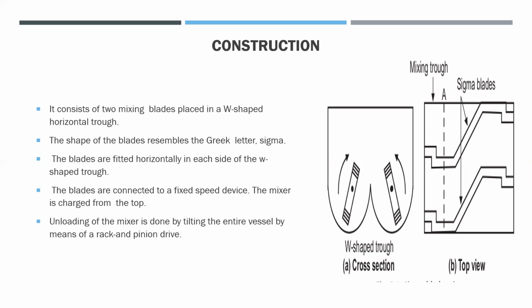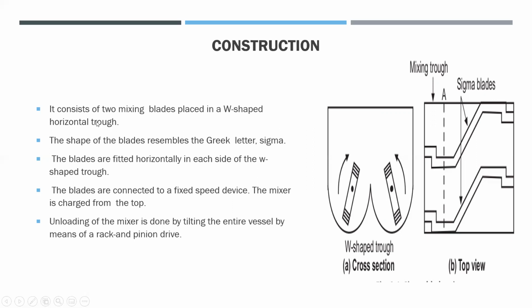This sigma blade mixer consists of two mixing blades, which are placed into a W-shaped horizontal trough. This is a cross-sectional diagram of the sigma blade mixer, and this is the top view. So the first point of the construction: there are two mixing blades placed into the W-shaped horizontal trough.